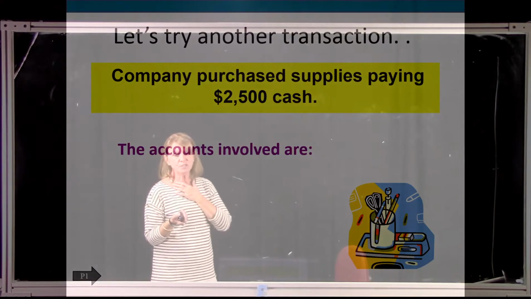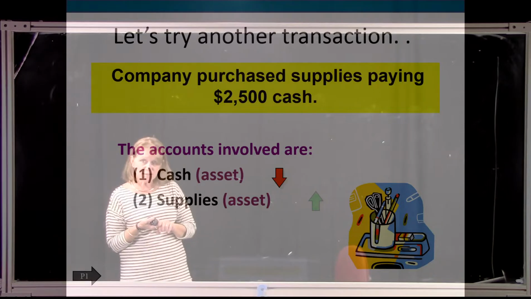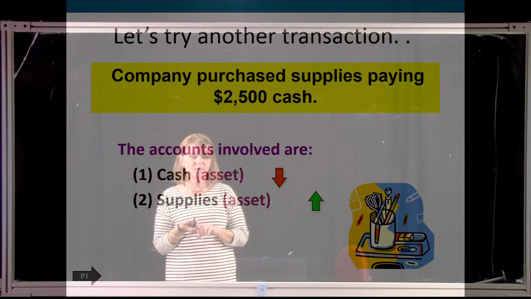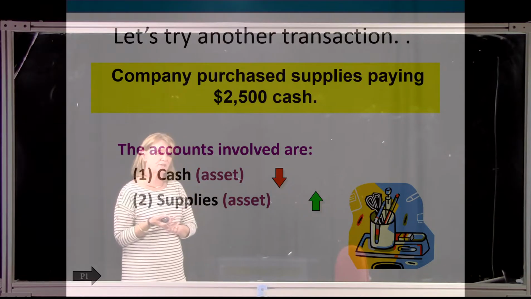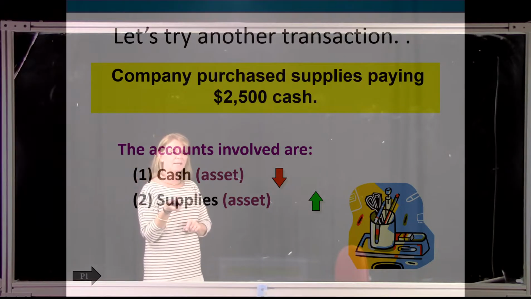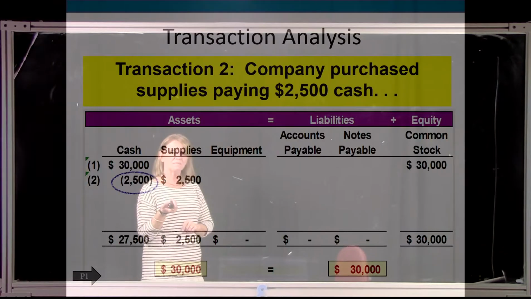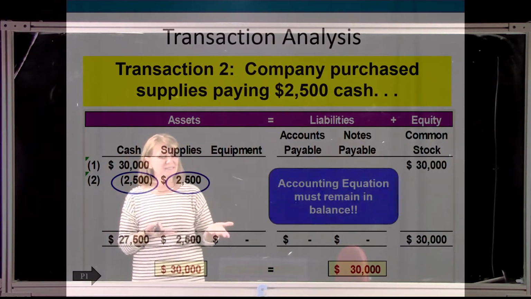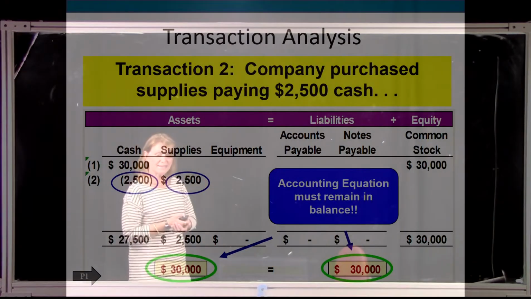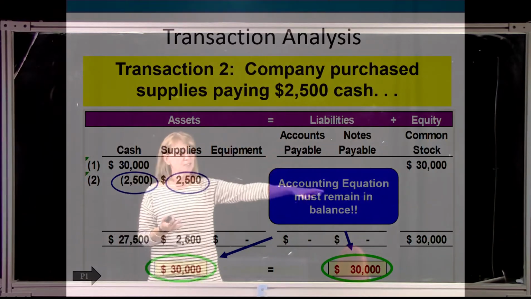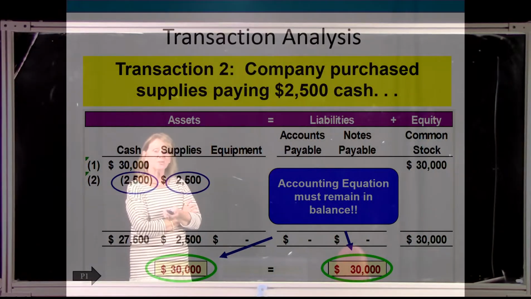The company purchased supplies paying $2,500 in cash. Well, cash is something the company owns and supplies are something the company owns. So we're going to reduce the cash account by $2,500 and increase the supply account by $2,500. But our total remains the same because both of the accounts that were affected were asset accounts, so we didn't have to touch the other side of the accounting equation. We just reduced cash and increased supplies.